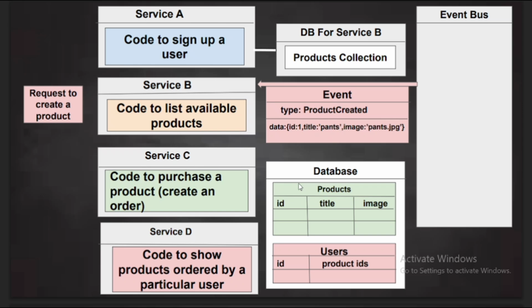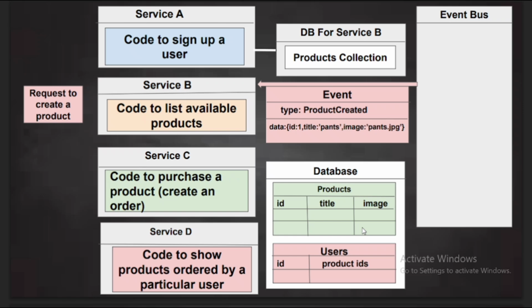Now service D receives this event. We would have some code inside it to receive this event, and service D would say, okay, a product was created with the ID 1 titled pants, images of pants.jpg. So service D would take that information and record that event inside of its product table. So that's how we get some information into its database. We are going to rely upon these other services A, B, C emitting events anytime something interesting occurs.